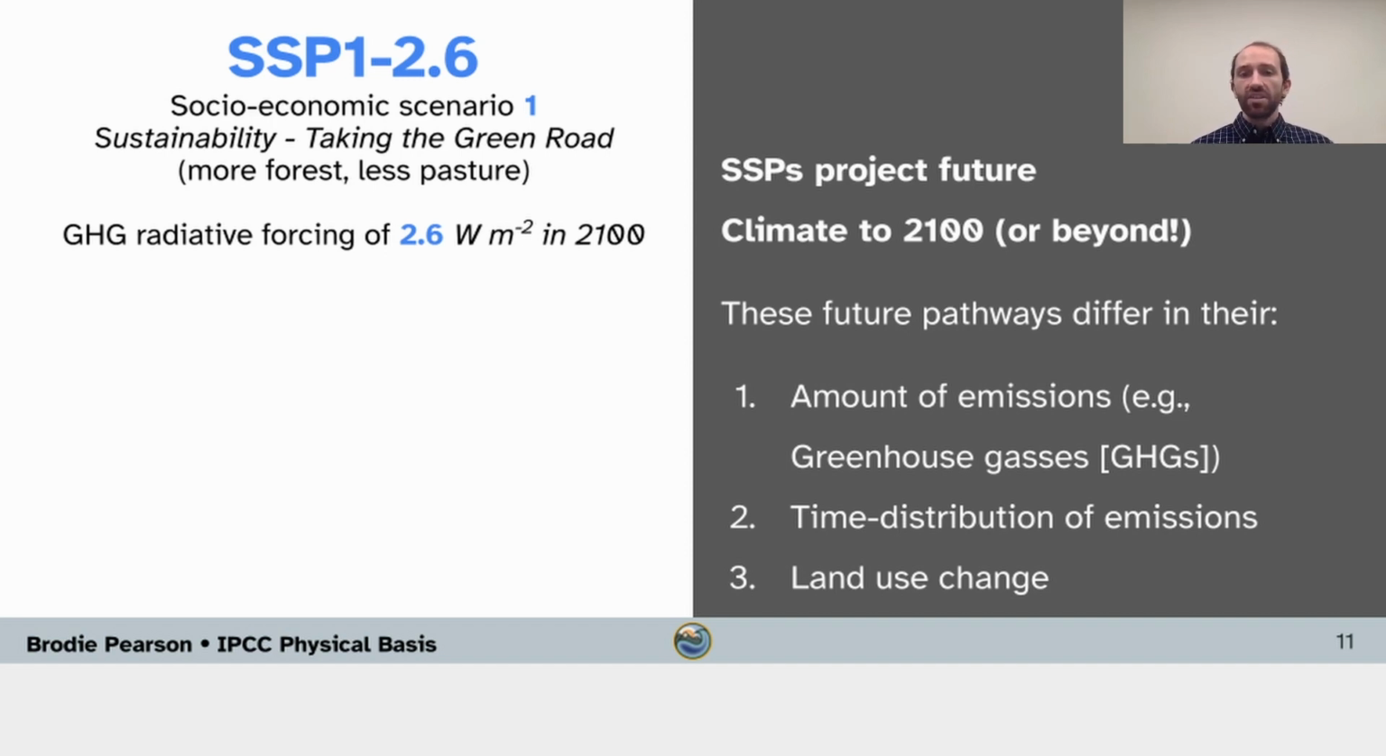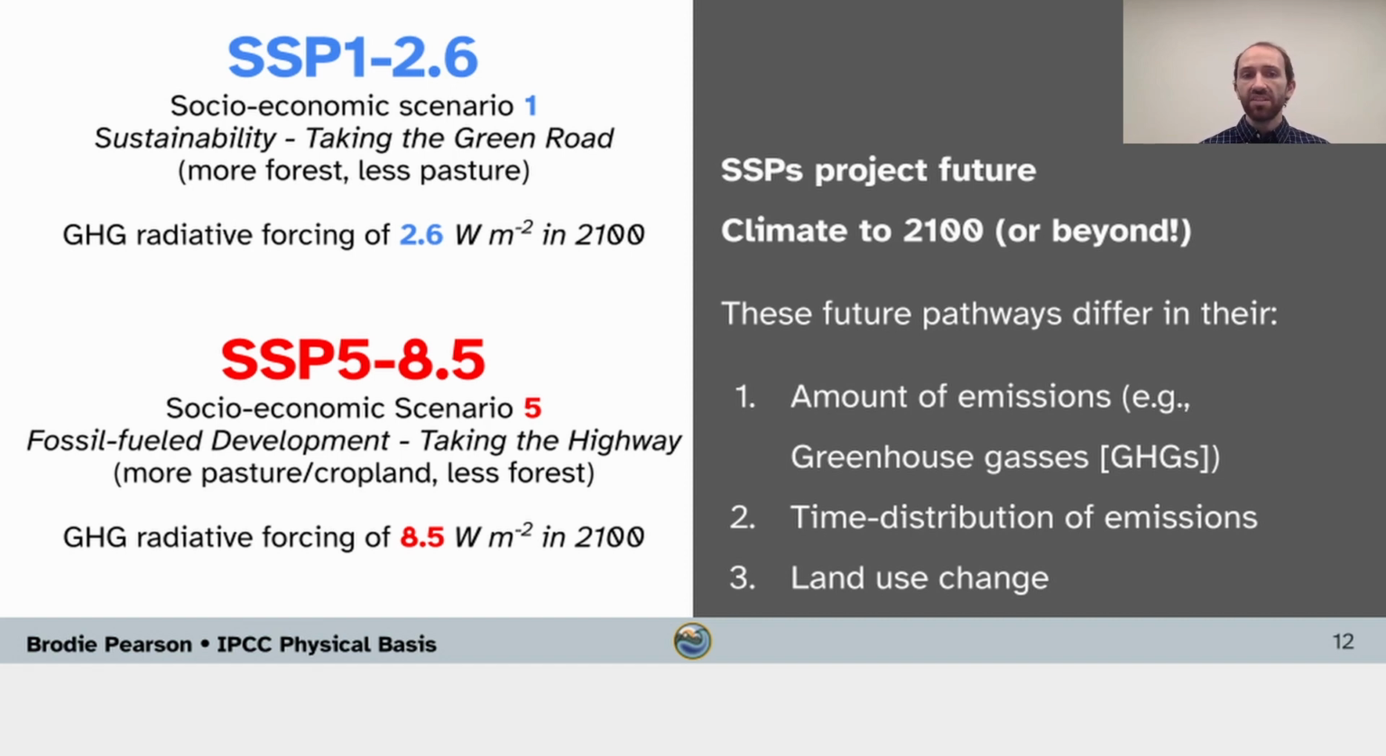So let's take one scenario, for example, called SSP 1 2.6, which is one that we'll be using today. Now, this first number stands for socioeconomic scenario number 1, which is a scenario called sustainability taking the green road. So it's a relatively positive outlook scenario where we create more forest land use and less pasture. The second set of numbers, 2.6, refers to the radiative forcing in 2100 due to greenhouse gases, in this case 2.6 watts per meter squared. So that's how these scenarios are generally numbered.